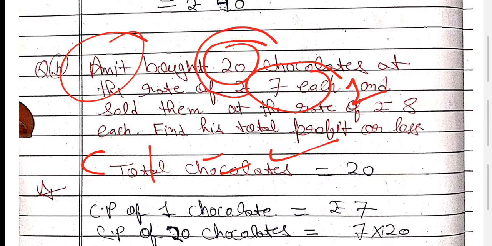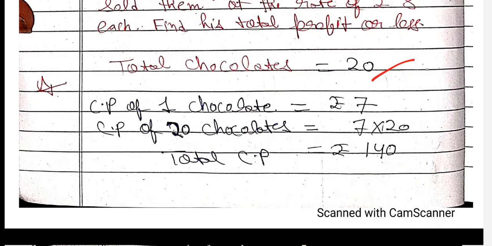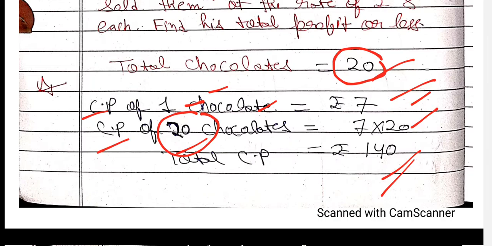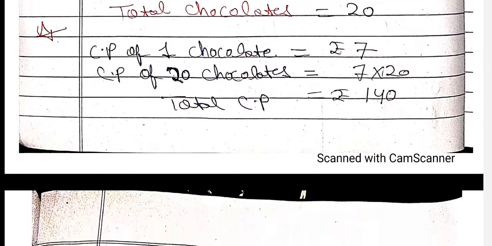Then find the cost of 20 chocolates, and he sold them at the rate of rupees 8. Sold means SP of 1 chocolate. So total chocolates you have are 20. The CP of 1 chocolate is rupees 7. Then what is the CP of 20 chocolates? Because total chocolates are 20, you have to find the CP of 20 chocolates. If 1 costs rupees 7, then 20 will cost more. For more, you have to multiply. Then you multiply and you get 140. So the cost of 20 chocolates is 140, or you write it as total CP.